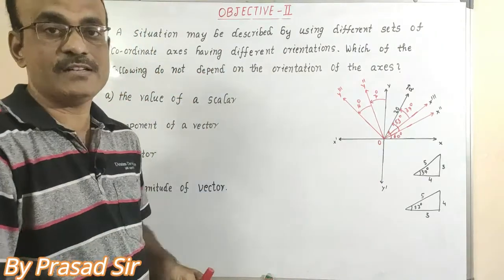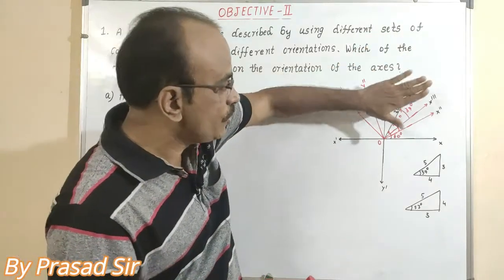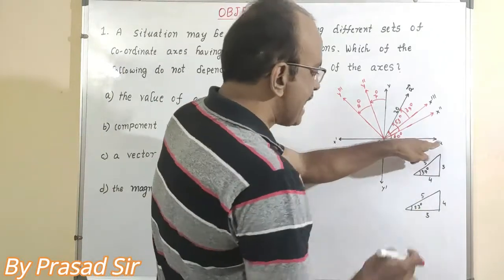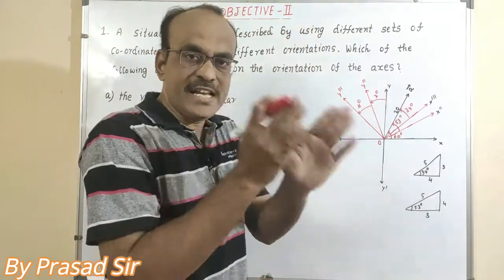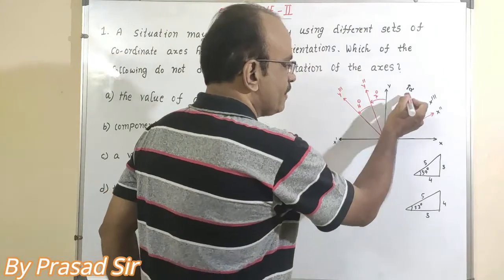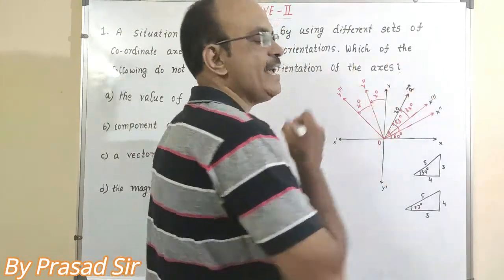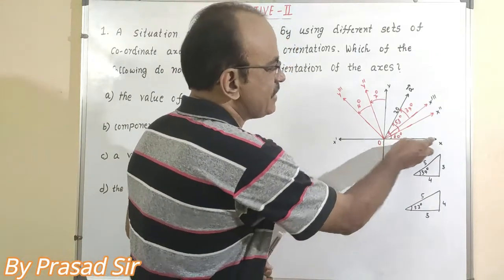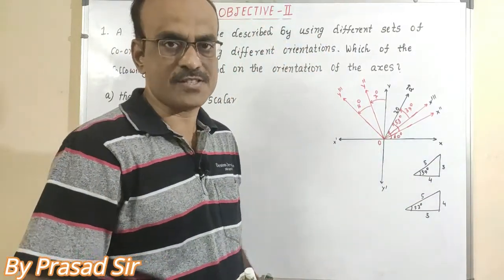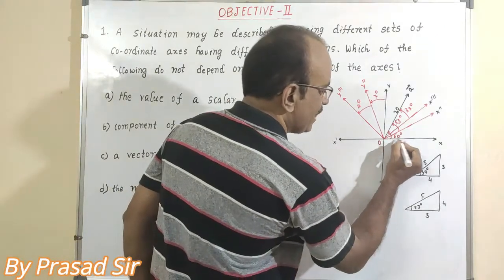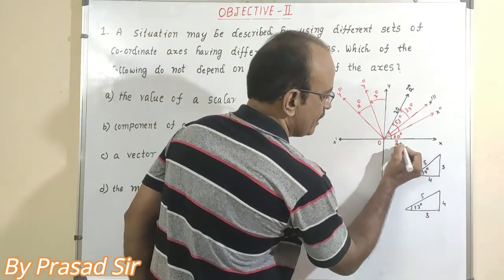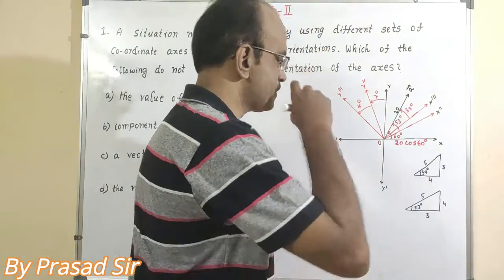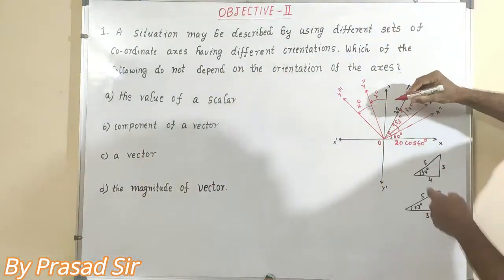To answer this one, first of all, we have to draw the diagram like this. So first of all, it is the x-axis, it is the y-axis. Initially, I am taking a vector A of magnitude 20, which makes an angle 60 degrees with the x-axis. What is this component? 20 cos 60 degrees.